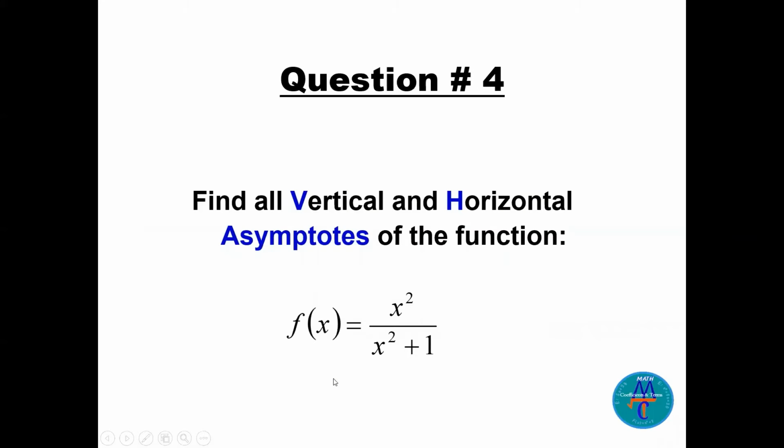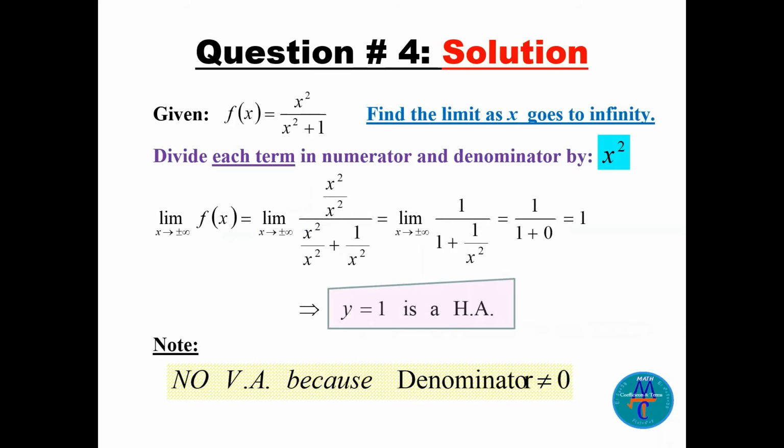Find all vertical and horizontal asymptotes of this function. f of x is equal to x squared divided by x squared plus 1. This is a medium question.